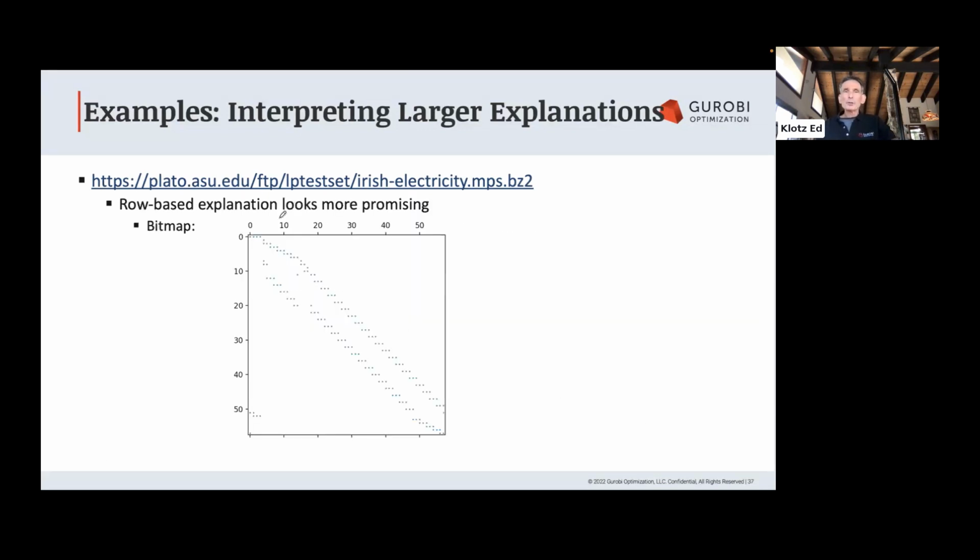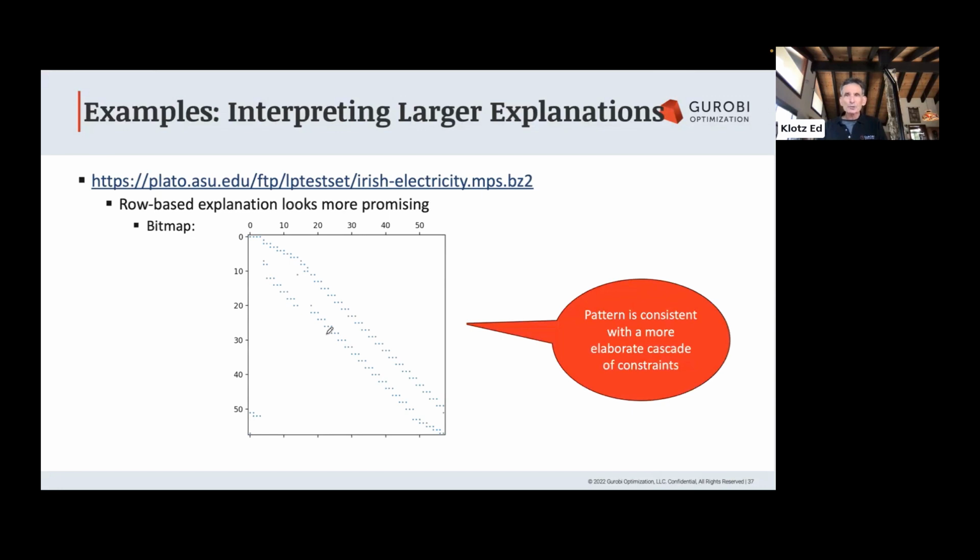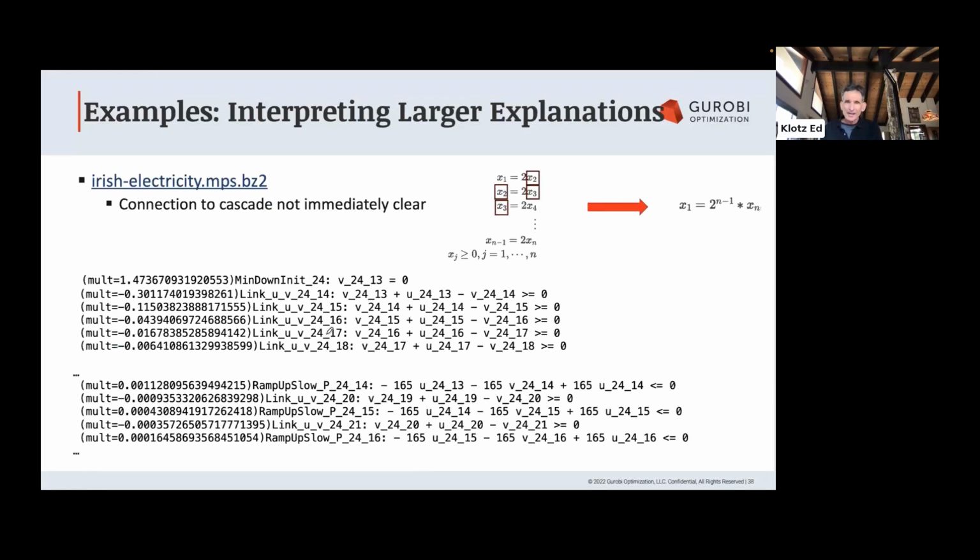All right, so if we look at our bitmap, it seems sort of consistent with a more elaborate cascade. So cascades have had this sort of diagonal structure, but it's not simple bidiagonal anymore. It's sort of a more complicated diagonal structure. So this is somewhat consistent with the notion of a more elaborate cascade of constraints. So that's what I was looking for.